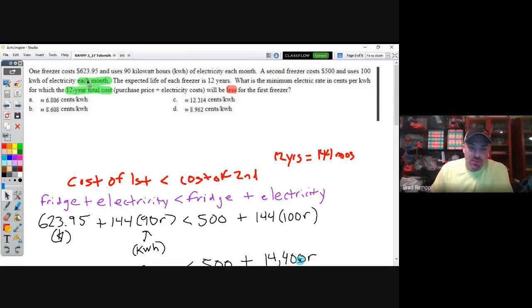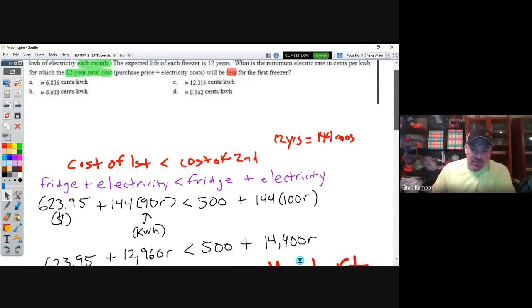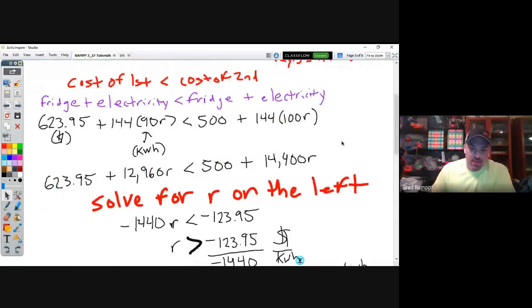But notice that the price for electricity is in months, kilowatt hours per month. So we need to convert years to months. So 12 years is equal to 144 months. All right, and then I break down the costs further. So the cost, you have to include the fridge. That's a one-time cost. And then you have to add in the electricity. And that's the same for both sides.